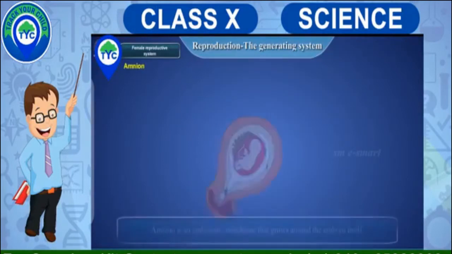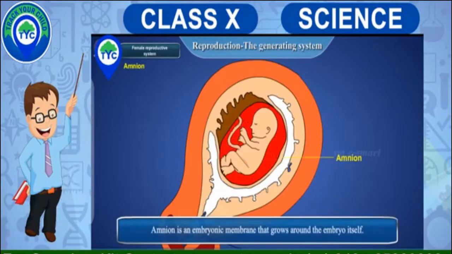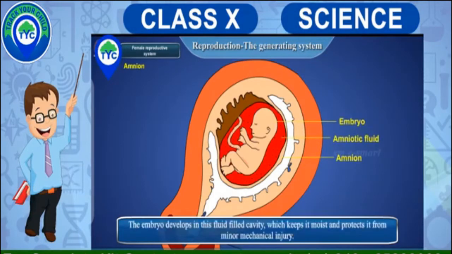Amnion. Amnion is an embryonic membrane that grows around the embryo itself. The cavity within the amnion becomes filled with fluid called amniotic fluid. The embryo develops in this fluid-filled cavity, which keeps it moist and protects it from minor mechanical injury.